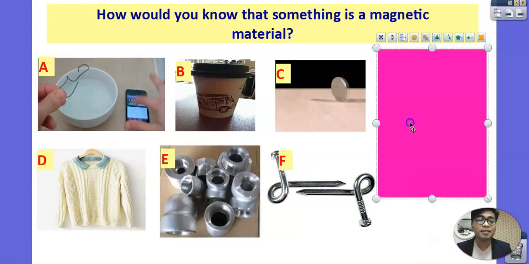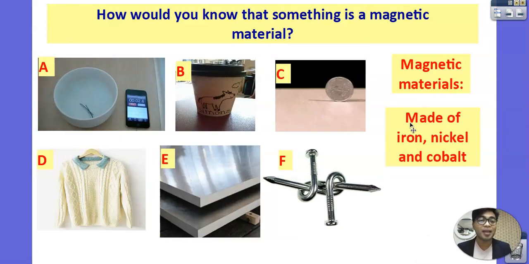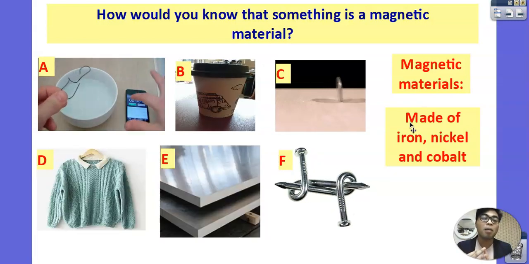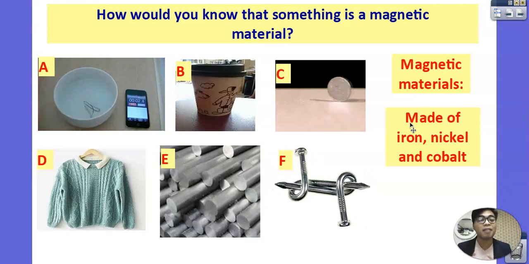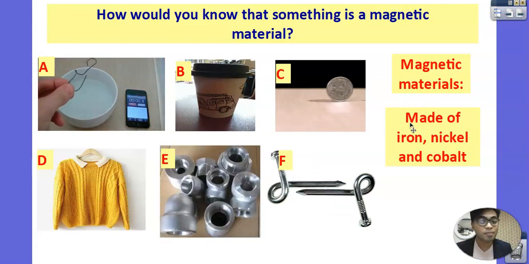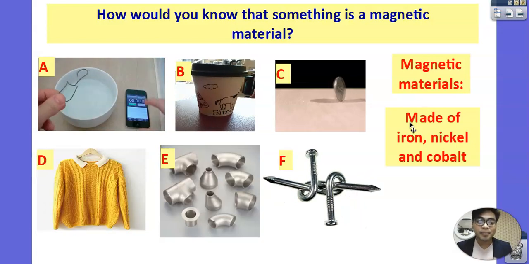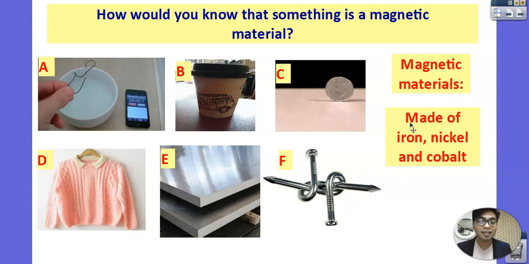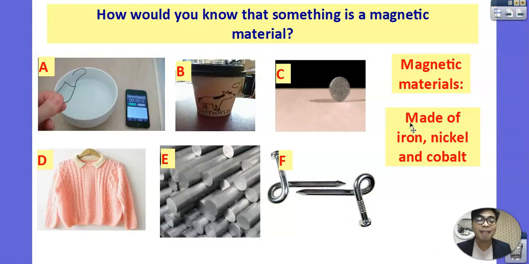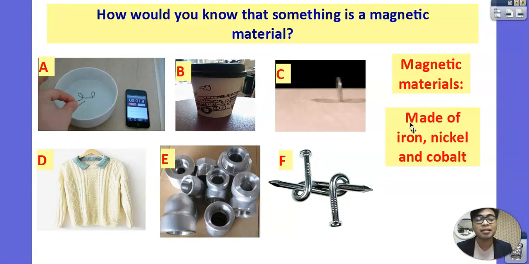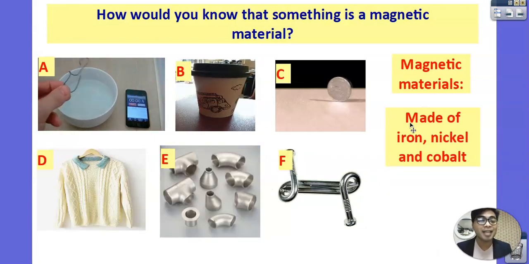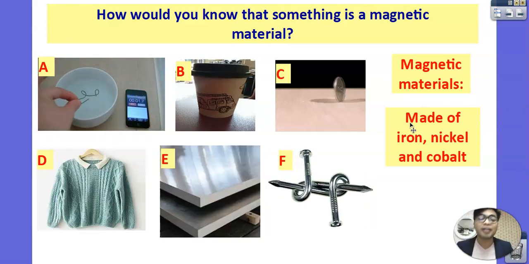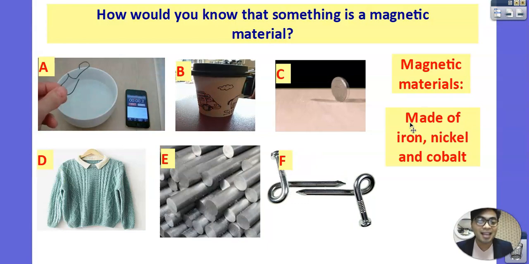So how would you know that something is a magnetic material? One is it should be made up of iron, nickel, and cobalt. So these are the kind of elements which are always attracted to magnets. B, paper, and D are not actually attracted by magnets. Why is that? Because of their chemical components. The elements that are present there are not related to steel, so it does not contain any of the materials that we have right over here, iron, nickel, and cobalt, and there's a reason why they are not magnetized.